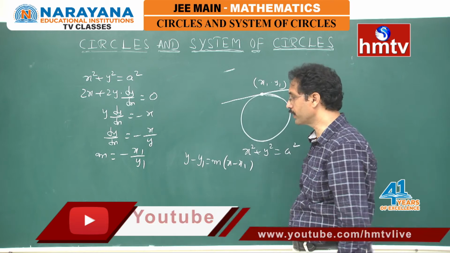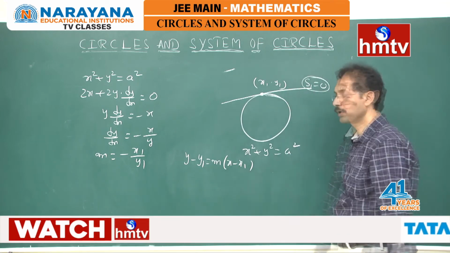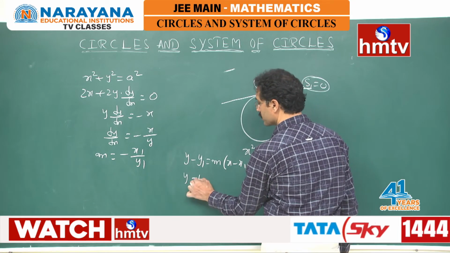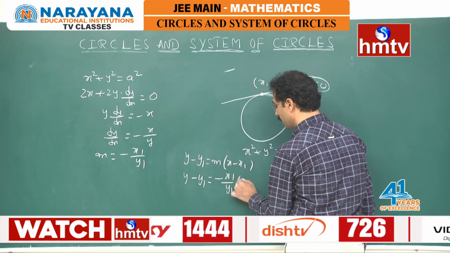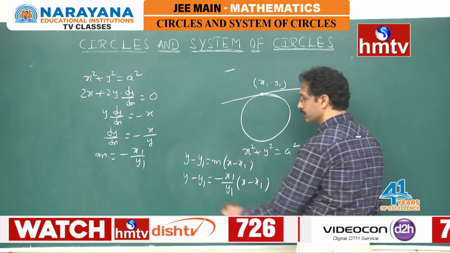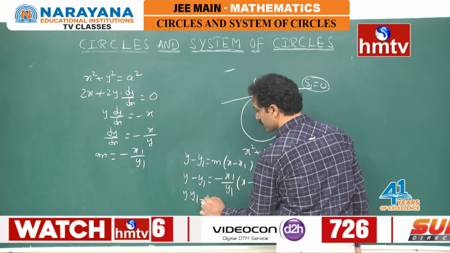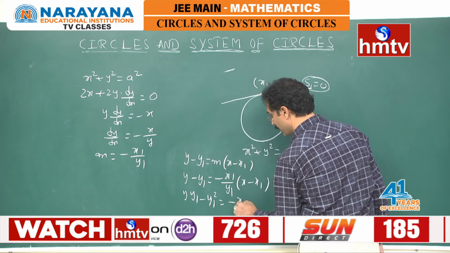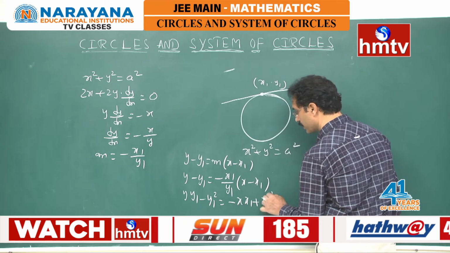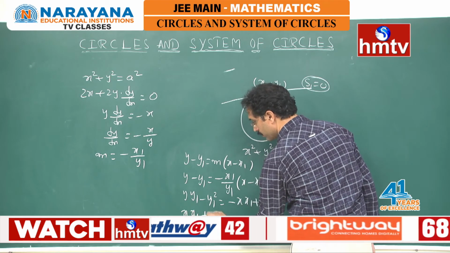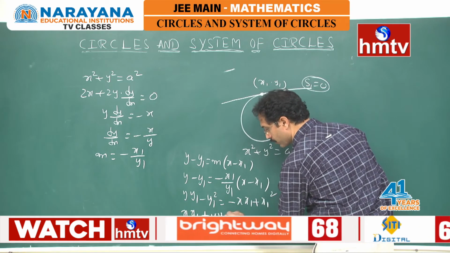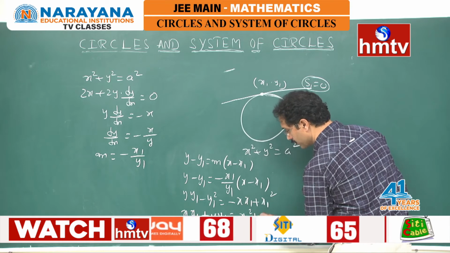Then we will substitute that in our equation of the tangent. What is the equation of the tangent then? y minus y1 is equal to m. What is m we got? Minus x1 by y1 into x minus x1, we can write. So, it is y y1 minus y1 square is equal to minus x x1 plus x1 square, you can write. So, this can be simplified as x x1 plus y y1 is equal to x1 square plus y1 square.